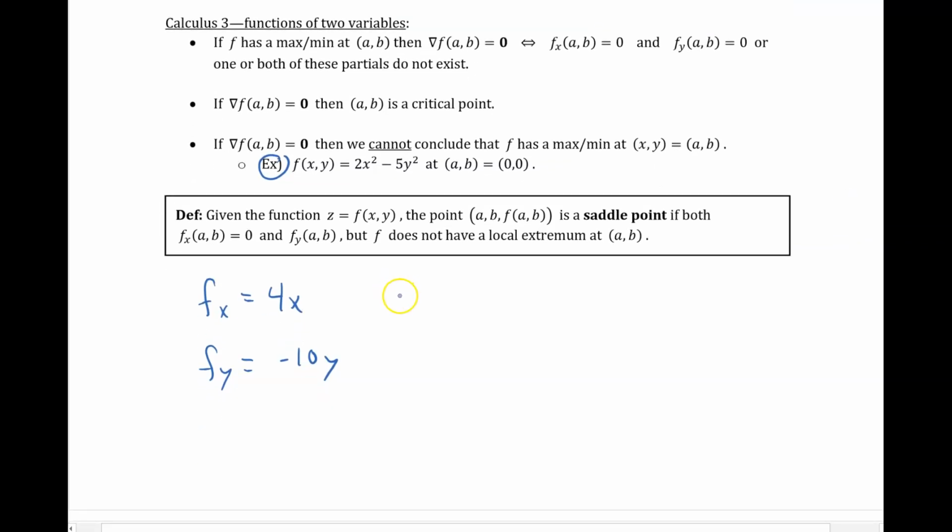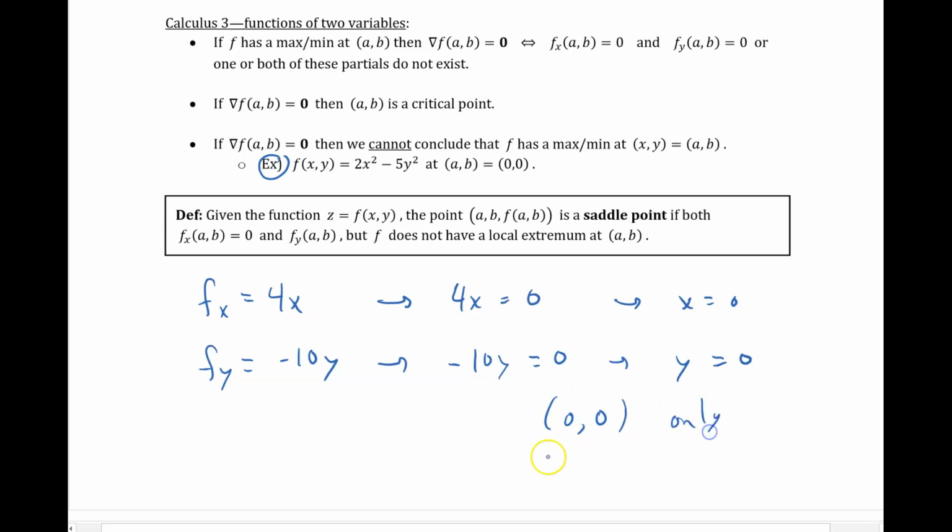All we need to do is set each one of these equal to zero and solve that system of two equations and two unknowns. These are very simple equations to solve. We get x is equal to 0 and y is equal to 0. So the only critical point for this function is (0, 0). However, as we'll look at graphically in a moment, this function does not have a local minimum or local maximum at that point.